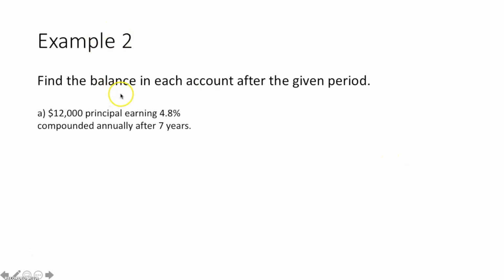Now, example 2 says find the balance in each account after the given period. We have a certain dollar amount earning a percent interest that is compounded annually. That means we're going to use the compound interest formula. Now we just have to plug in what we know. $12,000 principal goes in for P. Easy. 4.8% interest: 4.8 does not go in here. What goes in here is 4.8 divided by 100, because we take the percent and divide it by 100. We end up getting 0.048. That's going to go in here. It's compounded annually, which means once a year, so we plug in 1 for n, and then after 7 years, 7 goes in for t.